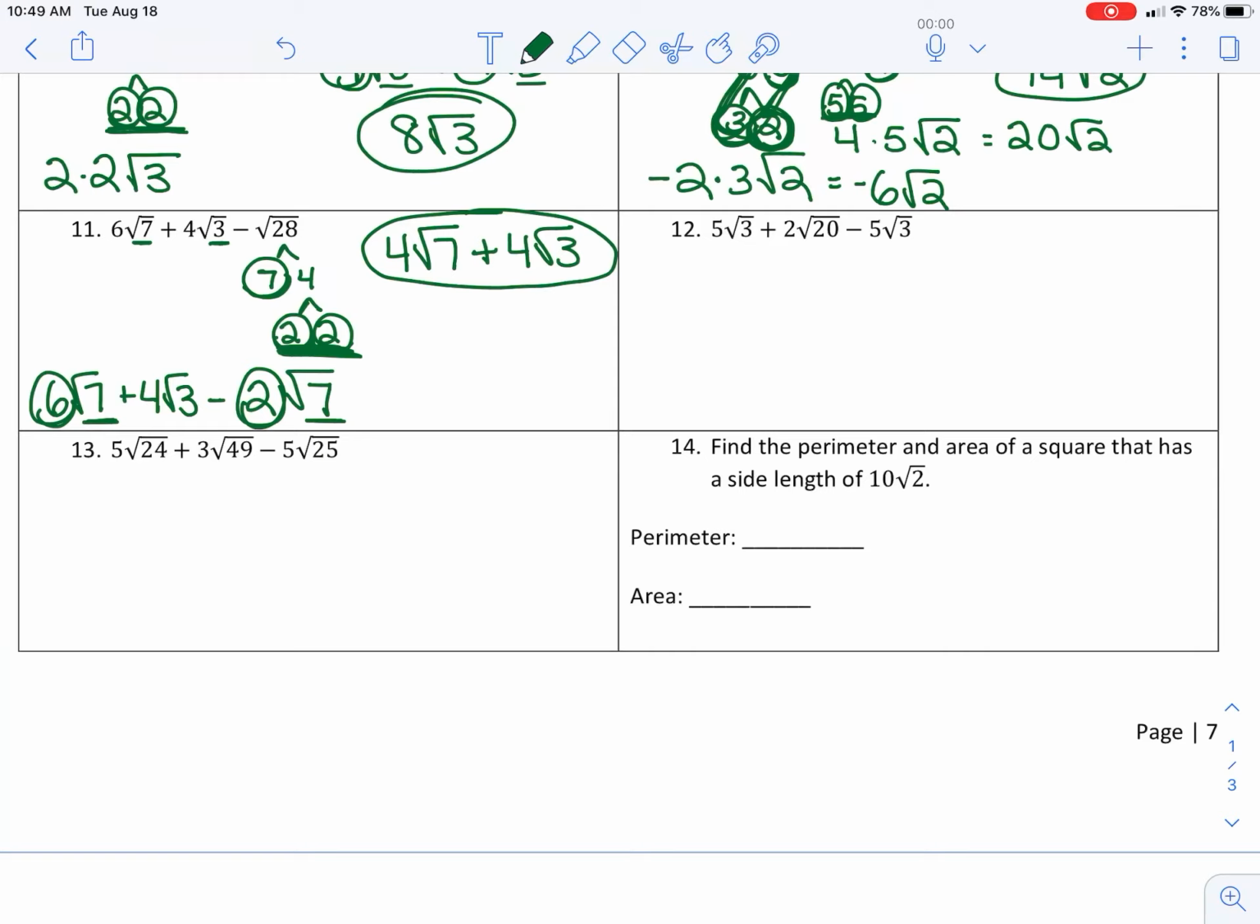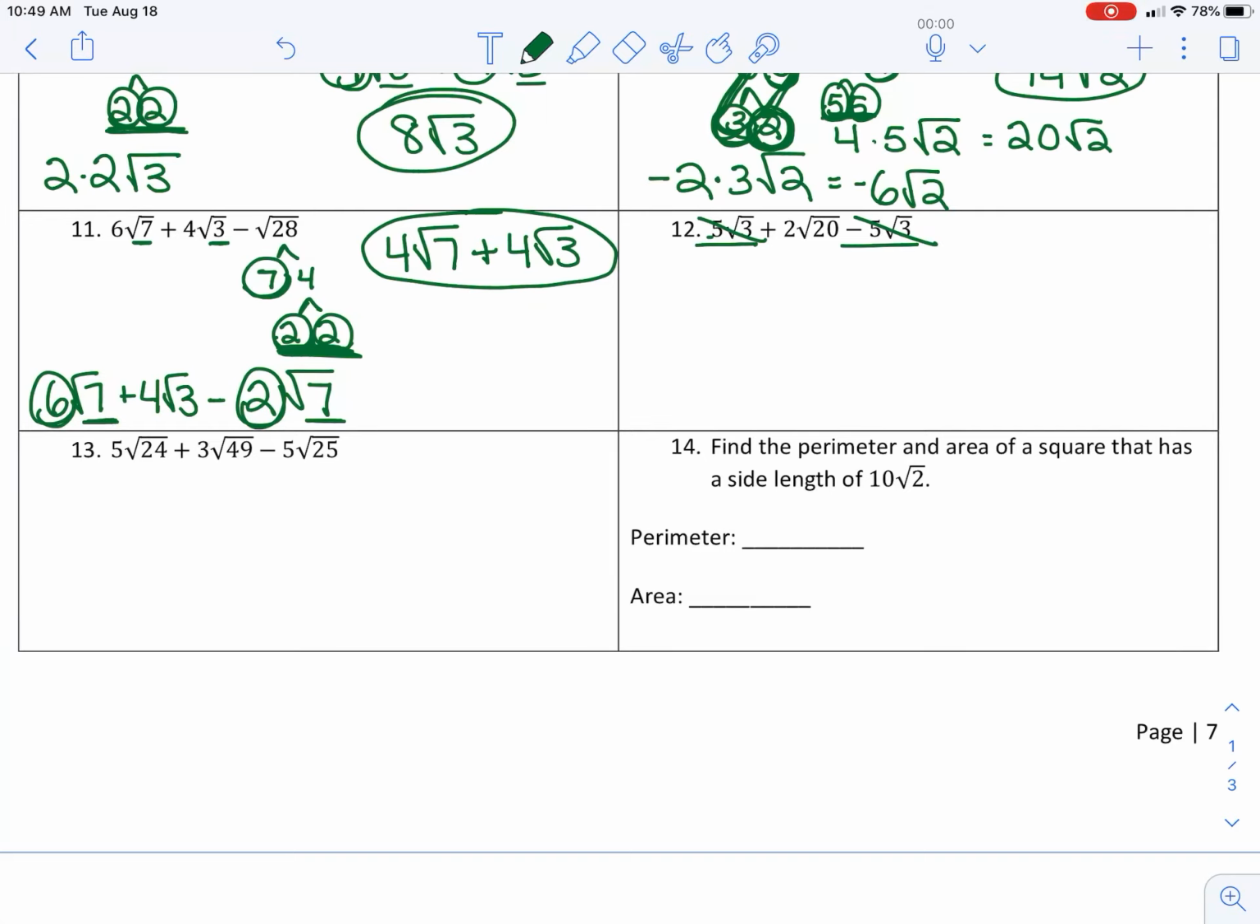All right. Now, with number 12, I look at this and I see that we can get rid of some stuff. So I have a 5 root 3 here, and I have a -5 root 3 here. So if I were to say, well, what's 5 minus 5? It's going to give me 0. I have something, and I'm getting rid of it. So I'm just going to go ahead and cancel those out. So I'm left with 2 root 20.